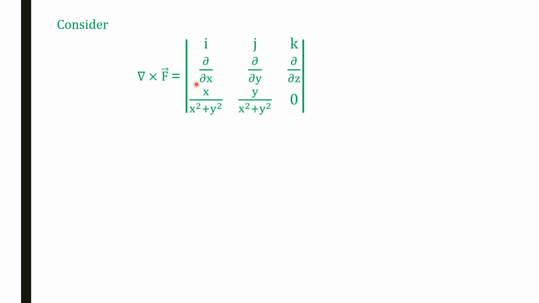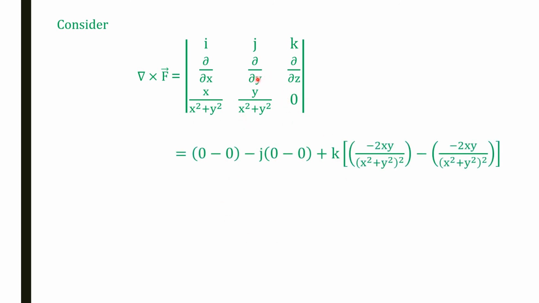Secondly, consider del cross f bar. So i j k, del by del x, del by del y, del by del z, f3 is 0, so there is no need to take f1, f2. Once again, you know how to solve that. So i as it is, derivative of 0 with respect to y is 0, derivative of y upon x square plus y square with respect to z, as there is no z, is 0. So 0 minus 0. Minus j, derivative of 0 with respect to x is 0, and derivative of x upon x square plus y square with respect to z is 0, because there is no z in this term.